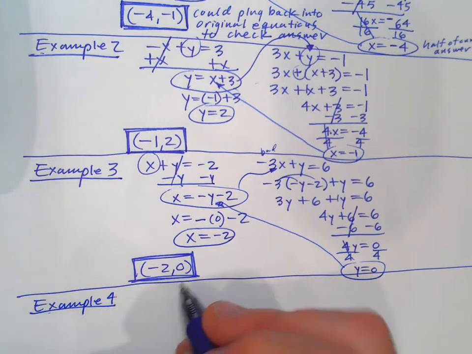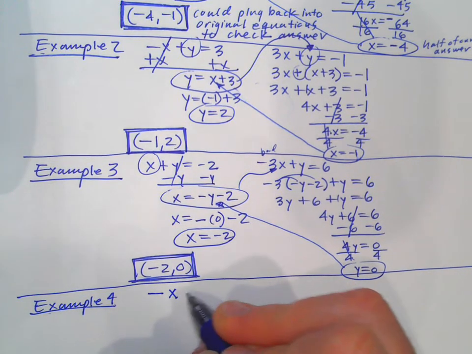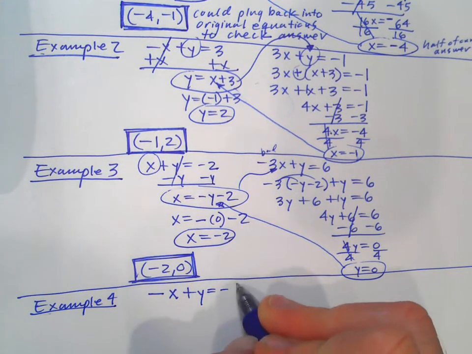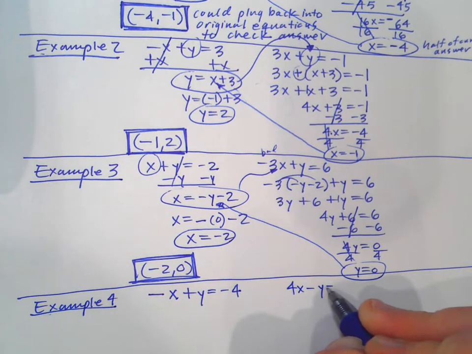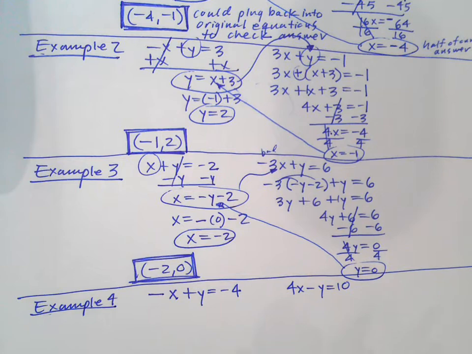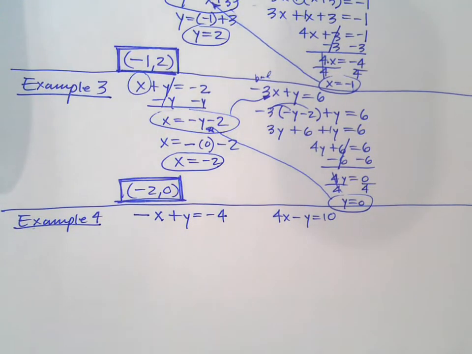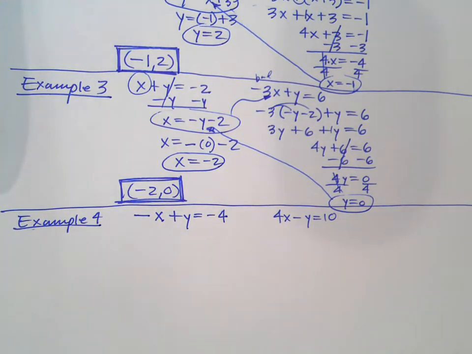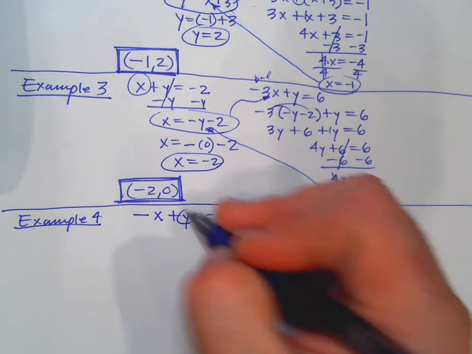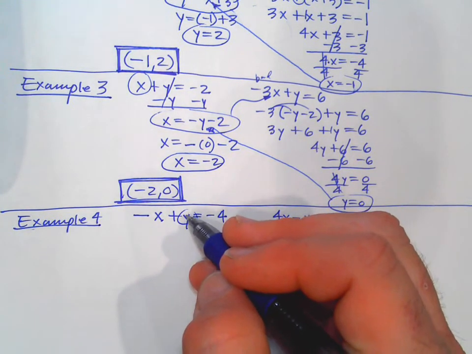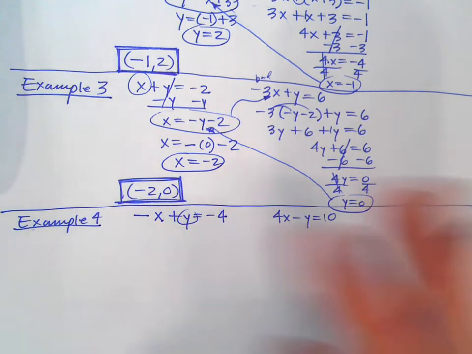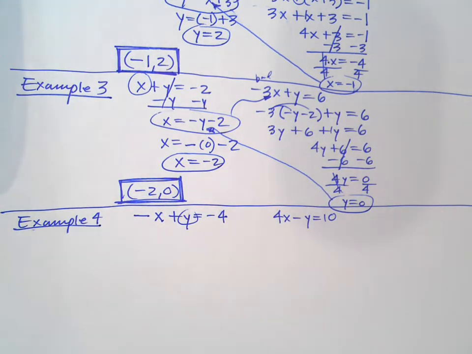Okay, example 4, last one. Negative x plus y equals -4. 4x minus y equals 10. I think the best choice is this guy right here. I mean, this wouldn't be that bad. This wouldn't be that bad, but this is the best one. It has a 1 in front. It's positive. Definitely the least amount of work.